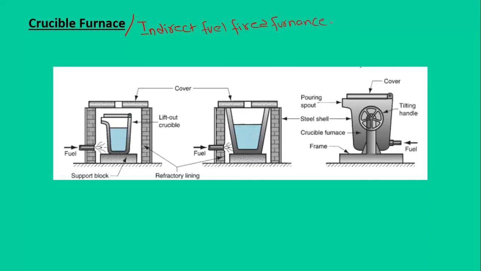It's an indirect fuel fired furnace, because there is no direct contact between the fuel and the material, right? So the three types of crucible furnace used in the foundries are: the first one, termed a lift out crucible furnace; then the second one, called a stationary crucible furnace.